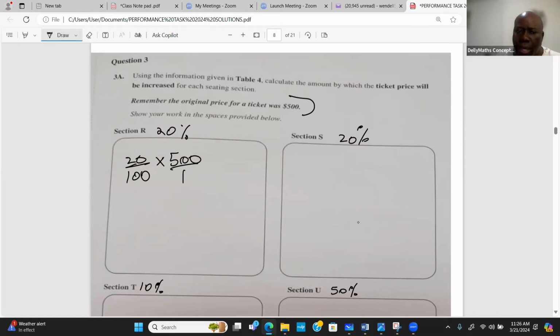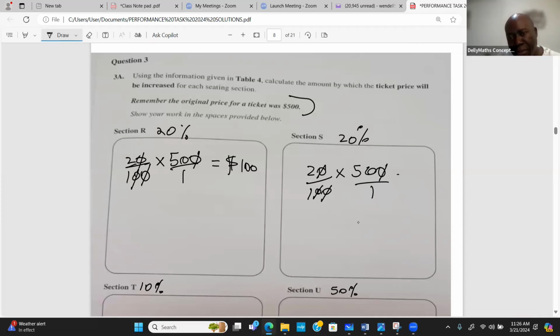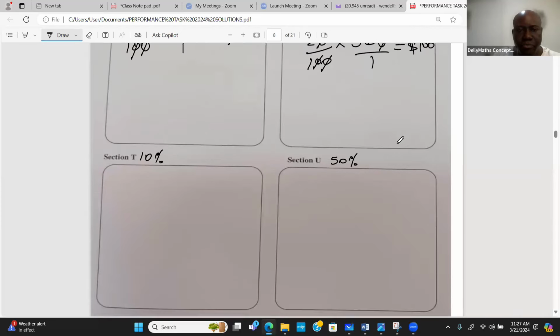And you could do your quick canceling whichever way, like this 0 cancels that 0, this 0 cancels that 0, and we're getting an increase of $100 here. This is going to be the same. I'm just going to provide the working, but it's identical, right? 20% of the 500, this 0 cancels that 0, this 0 cancels that. 2 times 50, that's a $100 increase.